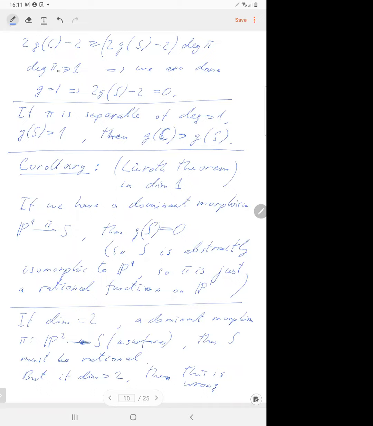Next time we will discuss residues of differentials, rational differentials on curves, and then we'll go on to higher cohomology of higher dimensional varieties.